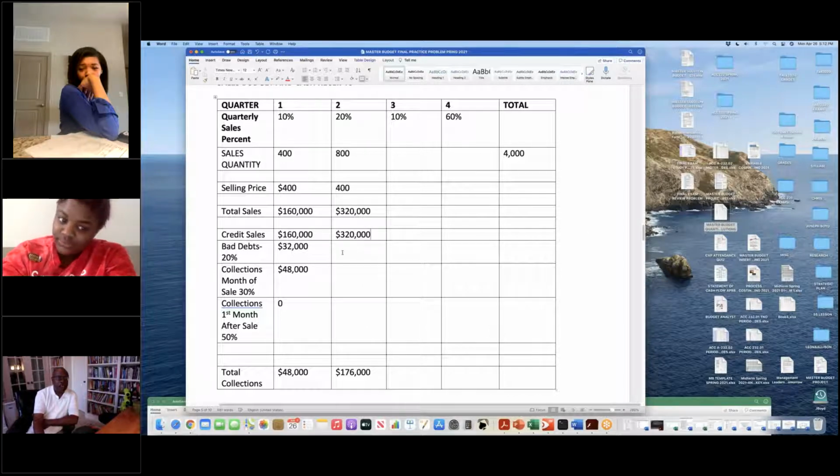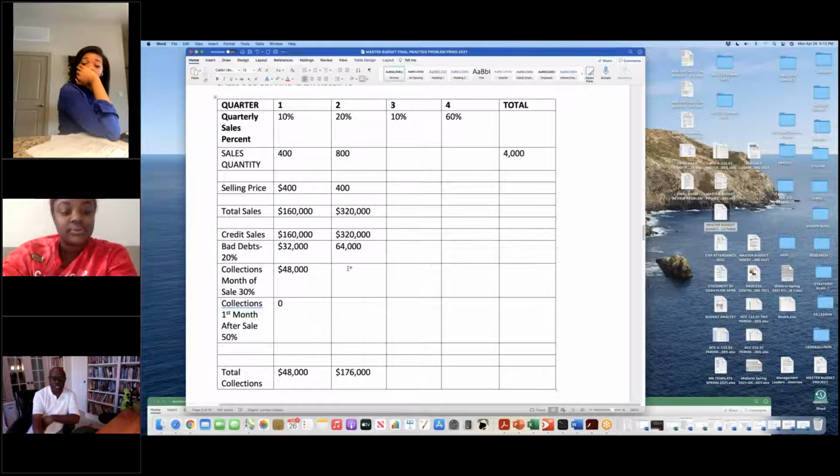Our bad debts are what? $64,000. How did we get that? That's 20% of 320,000. Okay. What are our collections of the 320? How much of the 320 do we collect?